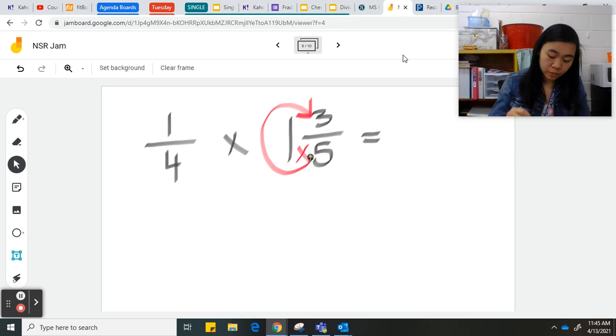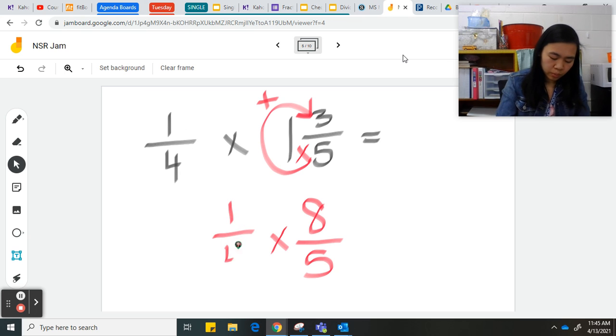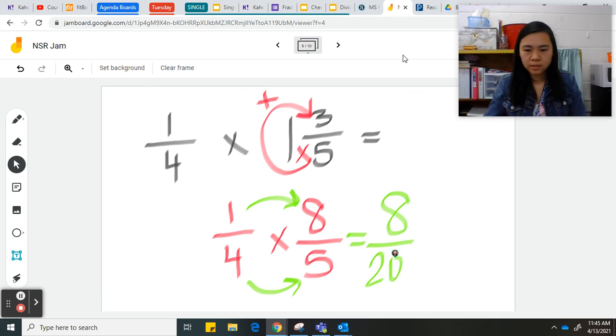1 times 5 is 5, and then we're going to add 3. 5 plus 3 is 8. Our denominator stays the same. I'm just going to rewrite everything else. We can multiply across. 1 times 8 is 8. 4 times 5 is 20, and we can simplify this.